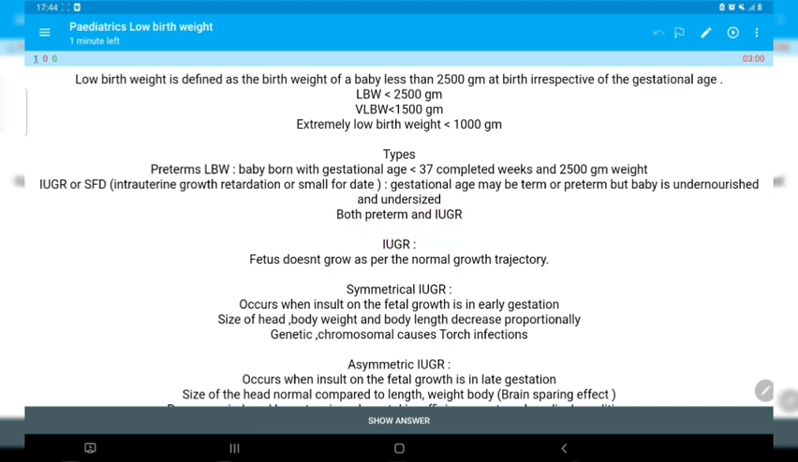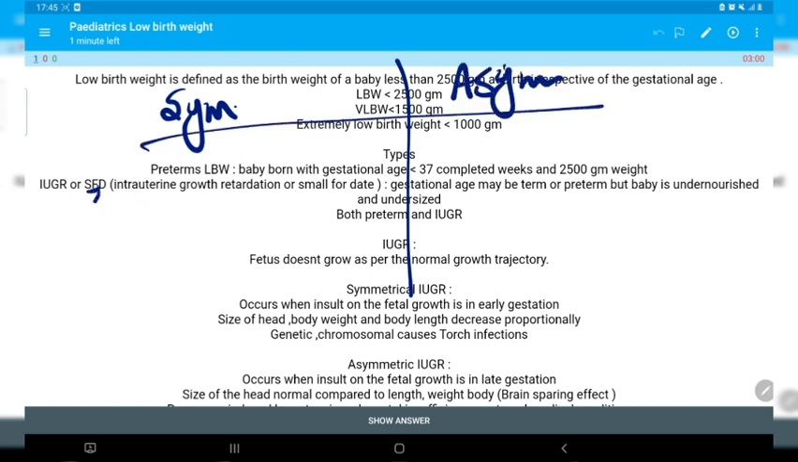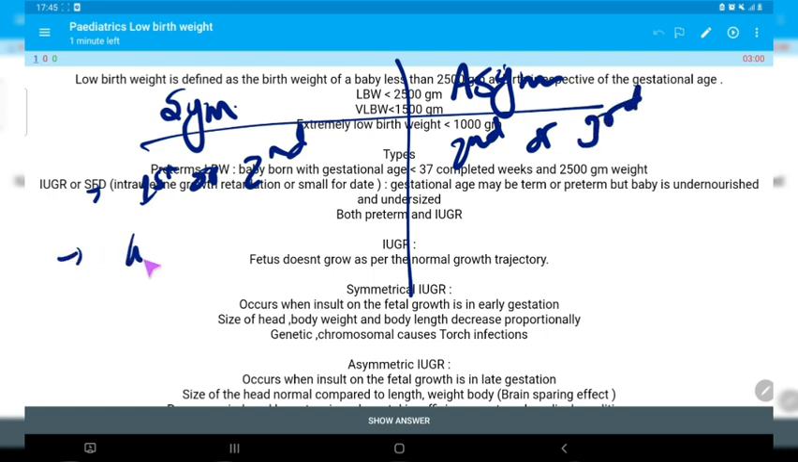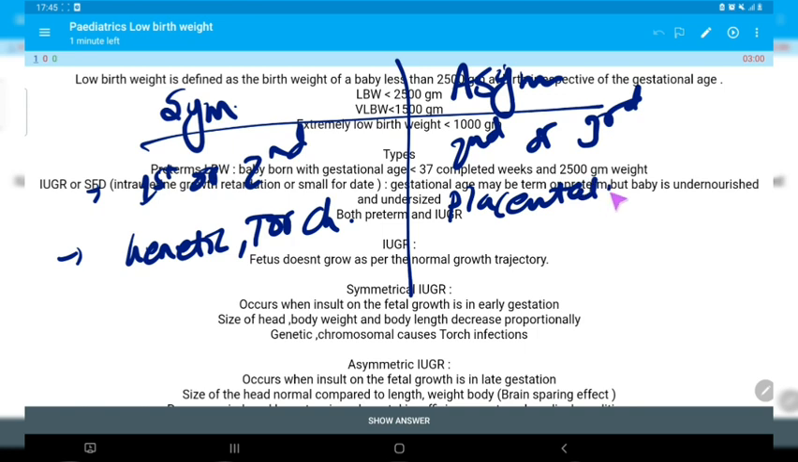Okay, now let us talk about types of IUGR. They are symmetrical and asymmetrical. Okay, same things over here. So the cause is normally seen in the first or second trimester, and here in the second or third trimester. Okay, and then the causes are genetic or TORCH infection over here. Here placental insufficiency, hypertension and anemia.